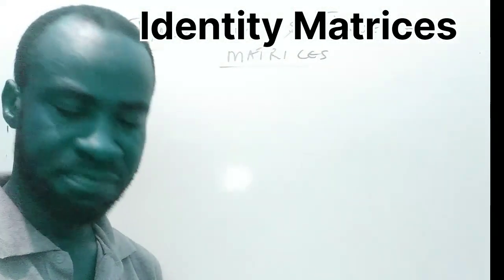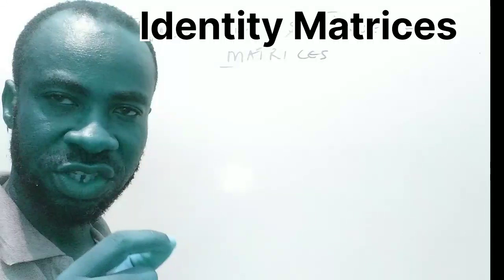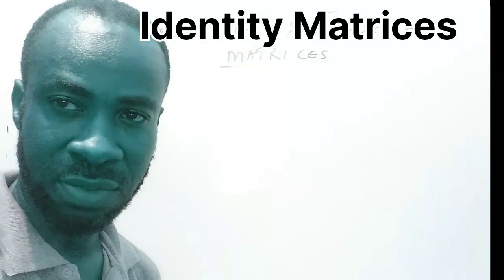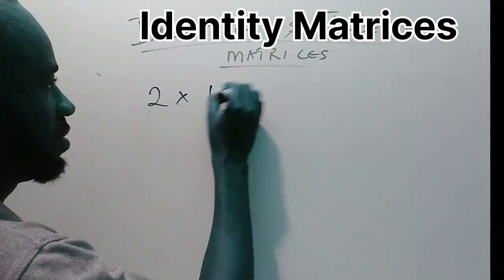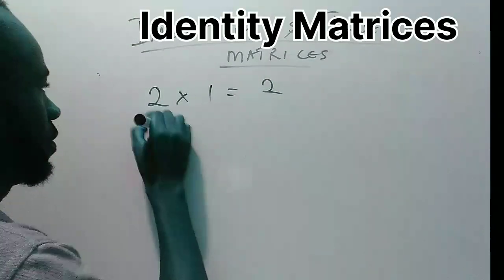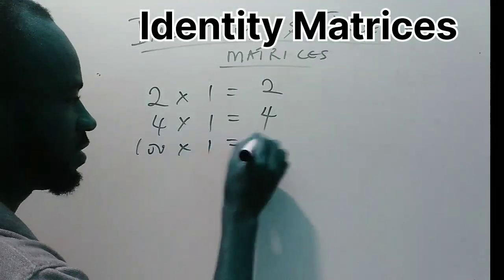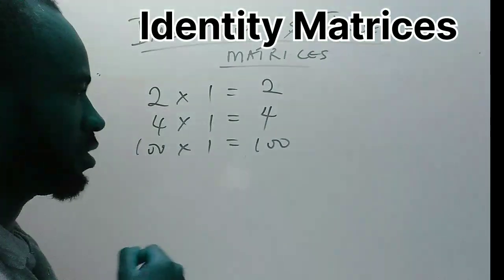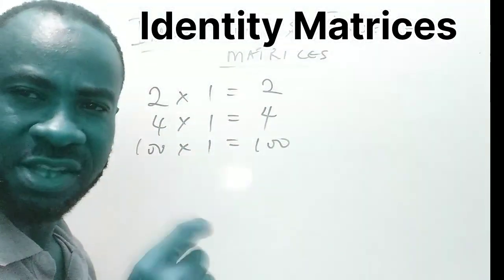Okay. So we know that in arithmetic, an identity is that particular number which, when operated with another number, doesn't change that number. For example, in multiplication, 1 is an identity because 2 times 1 still gives you 2, 4 times 1 still gives you 4, and 100 times 1 still gives you 100. 1 is an identity in multiplication because when operated on any number, it does not affect the value of that number.